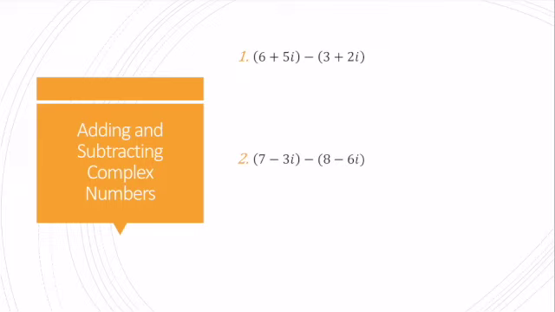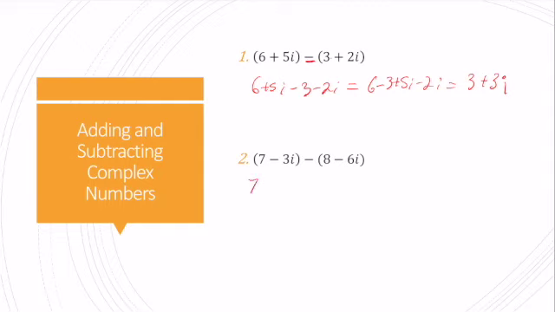Okay, now we're going to be subtracting. Remember, just like when we're working with binomials, not complex numbers, we have to distribute this negative. So I have 6 plus 5i minus 3 minus 2i. That's going to leave me with 6 minus 3 plus 5i minus 2i. So I'm left with 3 plus 3i.